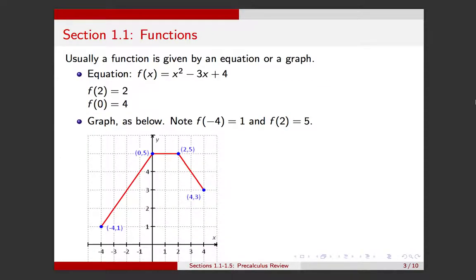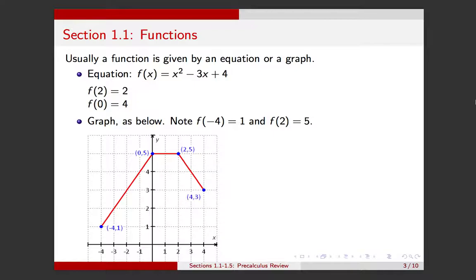Okay, so let's start with section 1.1 and functions. So again, I'm not going to cover all this material. I'm not going to explain all of it to you. I'm just going to show you what you're expected to know so that if you have questions about, say, gaps in your knowledge, you can identify them now, and we can try to fix them now, okay?